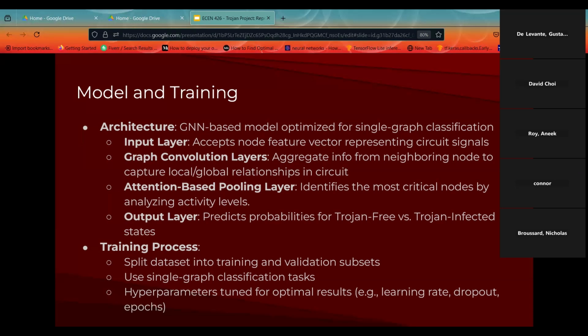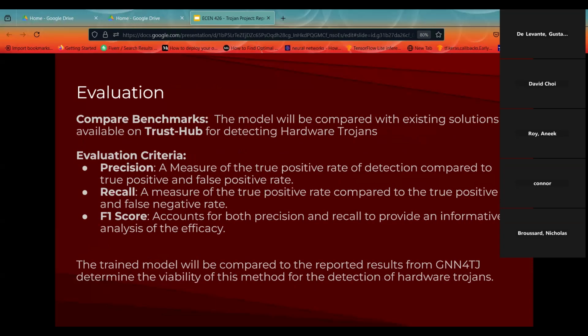For training, we followed a structured process. The dataset was split into training and validation subsets to evaluate the model's performance. We employed single graph classification tasks, as the objective is to classify each circuit, whether Trojan-free or Trojan-infected. Hyperparameters like learning rate, dropout rate, and number of training epochs, which were just a couple of the hyperparameters, were tuned to achieve optimal results. And that's it for model and training.